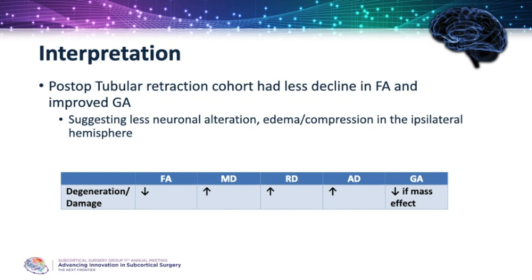Again, we did see less of a decline in the FA and improved GA, or geodesic anisotropy, again showing that it's likely that the tubular retractor was showing less neuronal alterations, less edema, and therefore compression, which gave us a little bit of those better results. This chart gives you just an idea of what we'd expect to find as far as the trend in the metrics when we do see damage in the intraparenchymal space.